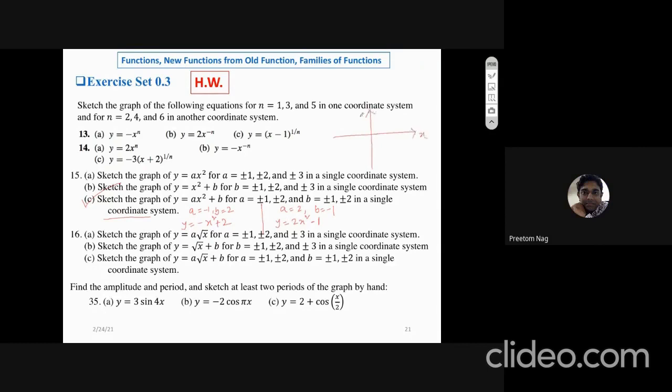Everyone please do that. Everyone please do these two graphs. This one and this one.